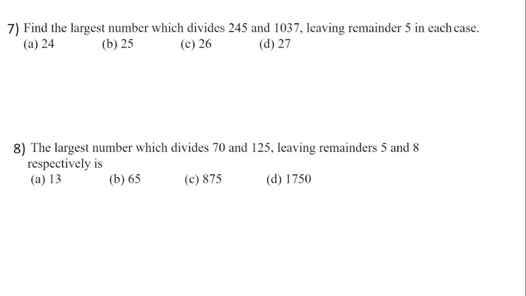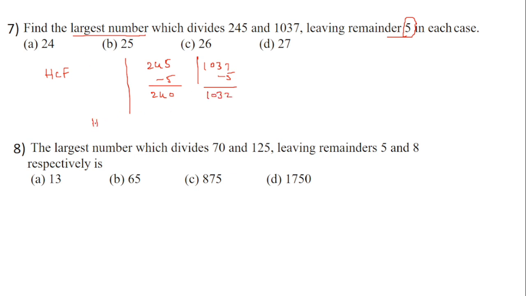Find the largest number which divides 245 and 1037, leaving the remainder 5 in each case. Here, the keyword is given in the question: largest number. When they ask to find the largest number, we need to find the HCF. And here some twist is there. What is the twist? Leaving remainder 5 in each case. So before finding the HCF, we have to subtract 5 from the given numbers. In both cases it leaves remainder 5, so we subtract 5 from both numbers. Then the resultant numbers are 240 and 1032.